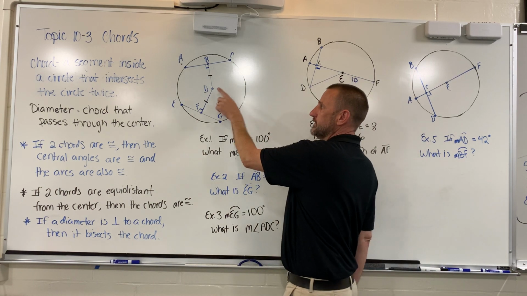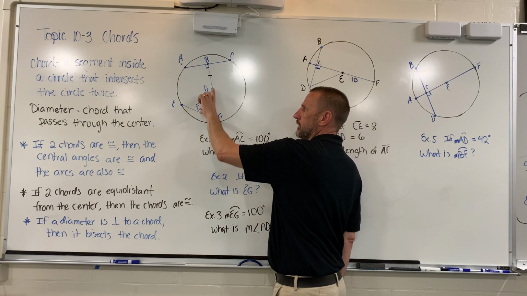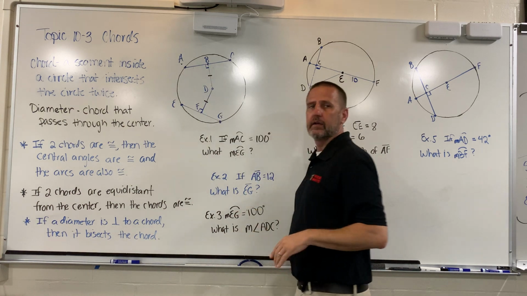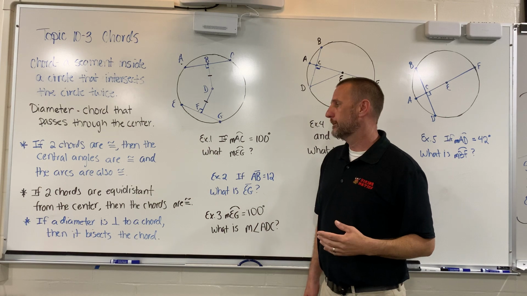The next one is if 2 chords are equidistant from the center. So if you imagine, like in this diagram, here's the center. If the distance from this center to this chord is the same as this one, then the chords have to be the same exact length. They have to be congruent.